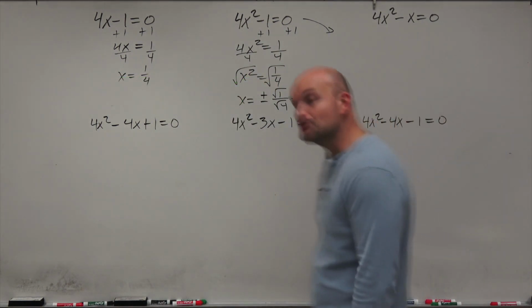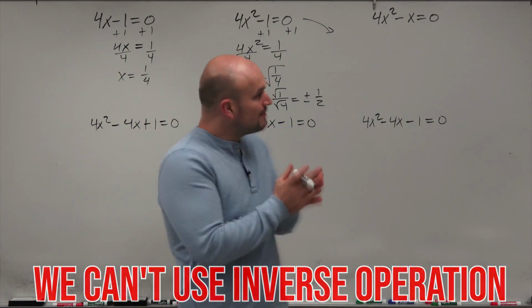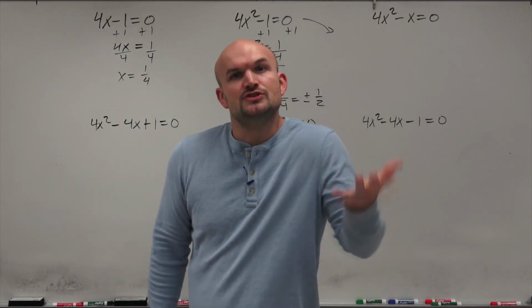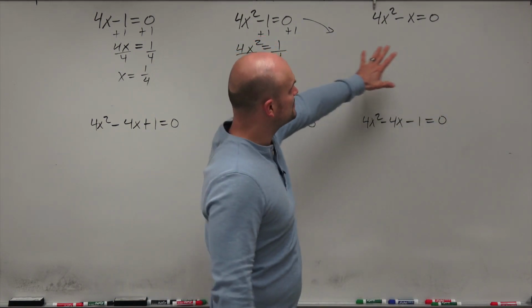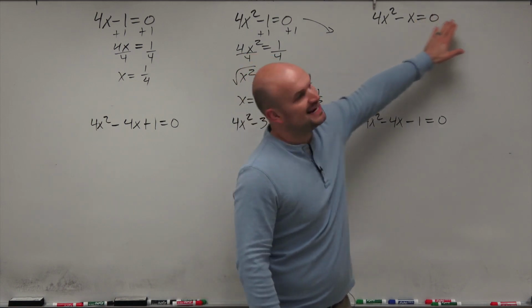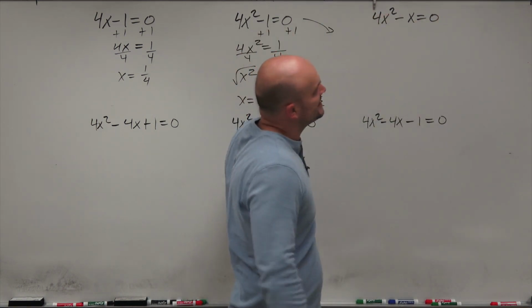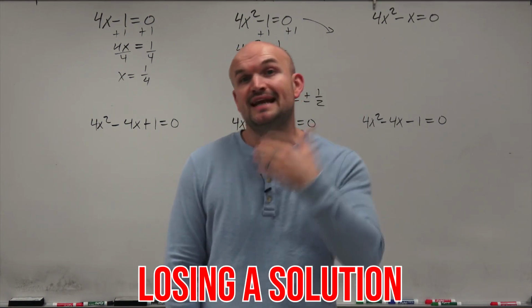Now let's take a look at this third equation. Now this third equation, we can't use our inverse operations anymore. And the reason why we can't use our inverse operations is because we have more than one variable. If you only have one variable, you just undo what's being applied to the variable. But which variable are you going to choose to do, right? And sometimes students will get this confused. They'll add the x to the other side. They'll maybe try to take the square root of the x, or they'll divide out an x. And we can't do that, because when we do that, we're losing a solution.